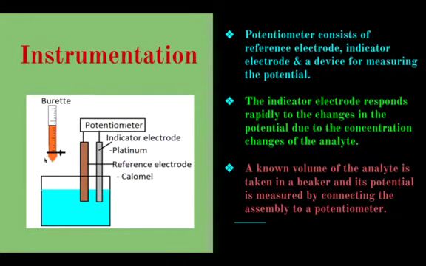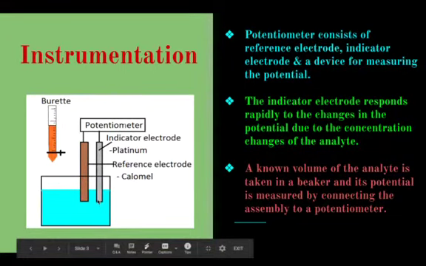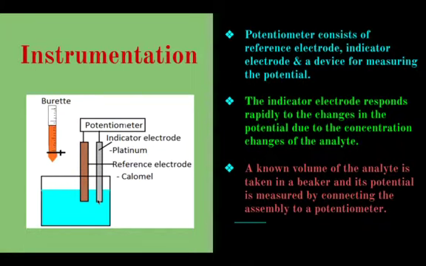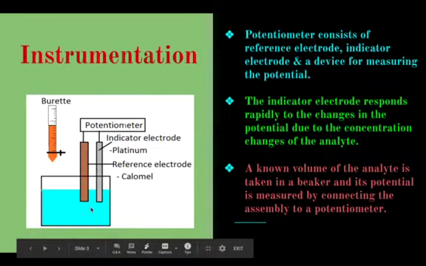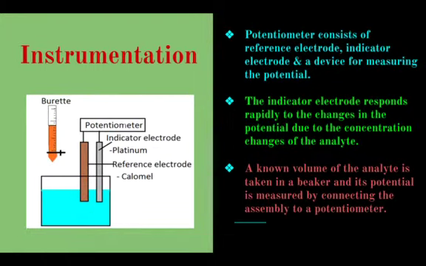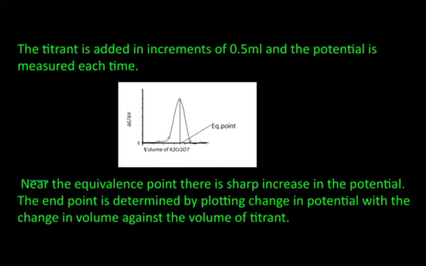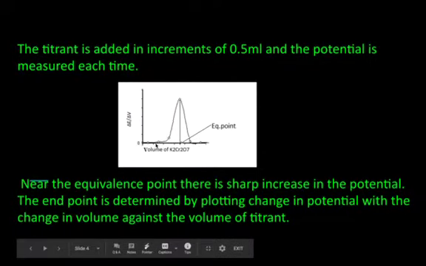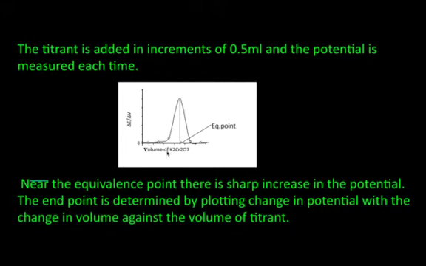A known volume of analyte will be taken in the beaker, and its potential is determined by connecting to the potentiometer. Now the titrant will be added from the burette in increments of 0.5 ml. After adding 0.5 ml, the solution will be mixed thoroughly, and again the potentiometer reading will be recorded. Near the equivalence point, there will be a sharp increase in the potential, and the endpoint is determined by plotting change in potential with change in volume, that is delta E by delta V, against the volume of the titrant.